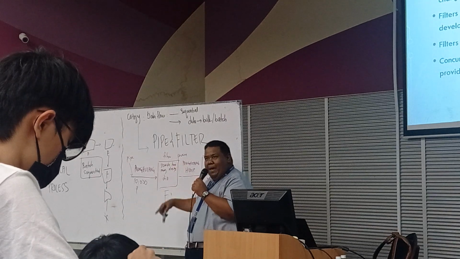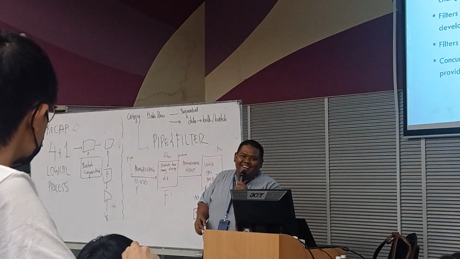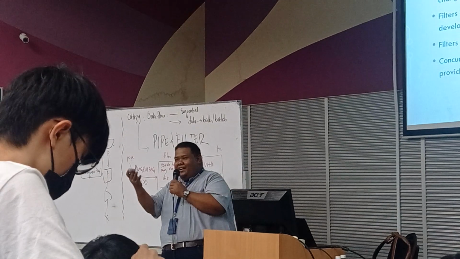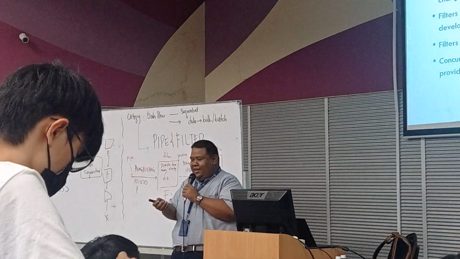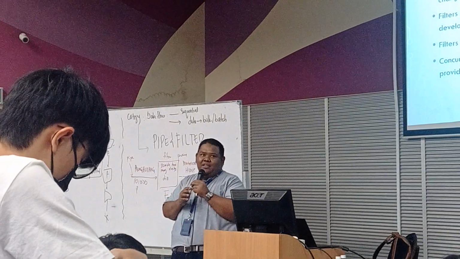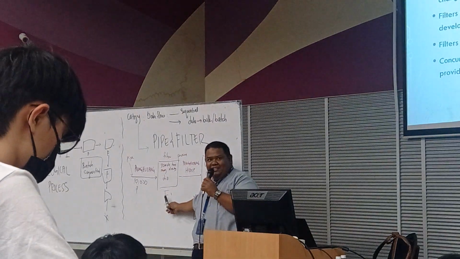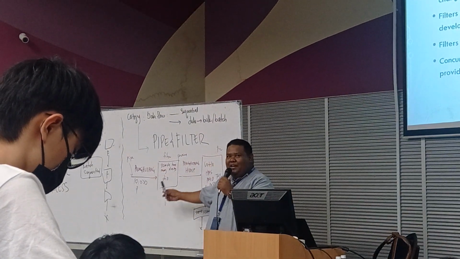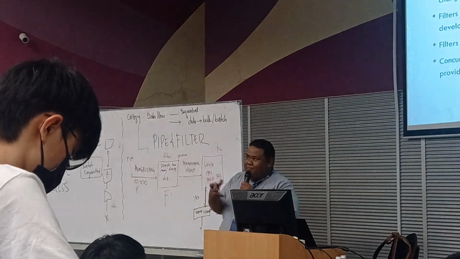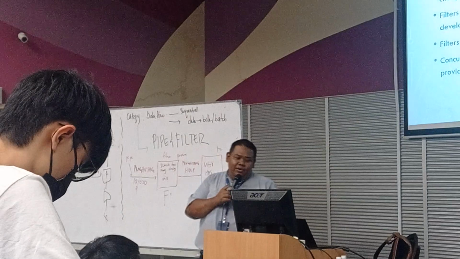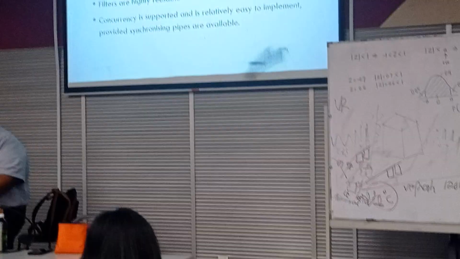I can give this to a bank. Maybe there's a new bank, right? Grab Bank is opening, going to start their own digital bank. I can offer them, hey, do you want my pipe and filter? I can sell you my filter. I can sell you my code for the filter because it is independent. Right, so that is pipe and filter.